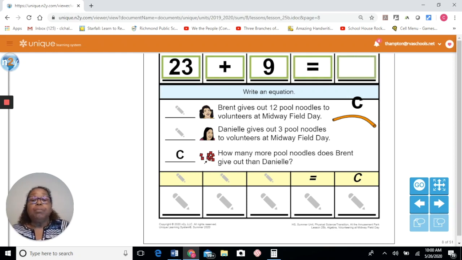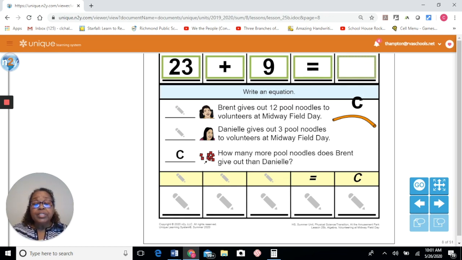All right. Brent gives out 12 pool noodles to volunteers at midday field day. Danielle gives out 3 pool noodles to volunteers at midday field day. How many more noodles does Brent give out than Danielle? The language is a little bit different this time. It says, how many more pool noodles does Brent give out than Danielle?